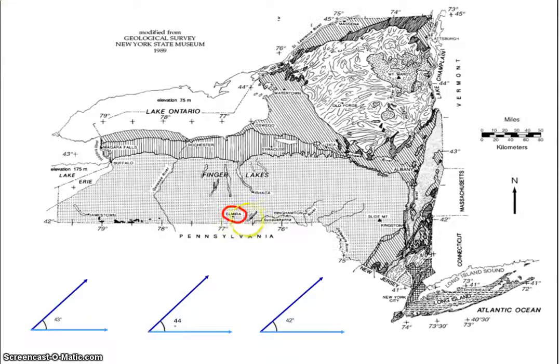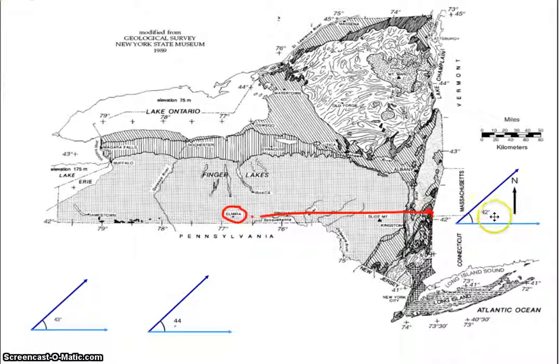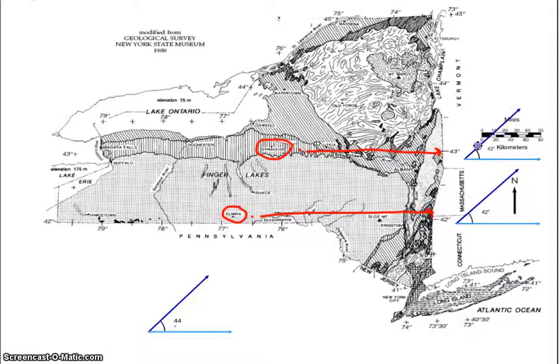Well, the latitude of Elmira is approximately 42 degrees north. So Polaris is going to be 42 degrees above the horizon. Okay, so the angle would look like that one. Let's say you traveled north to Syracuse. Well, Syracuse is located approximately 43 degrees north. So now Polaris is going to be 43 degrees above the horizon.